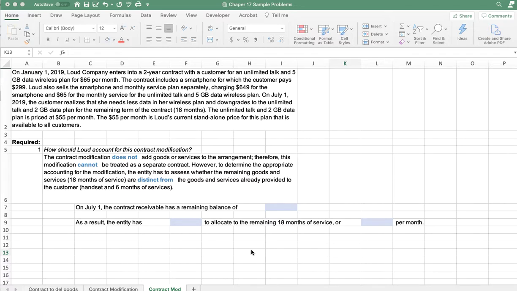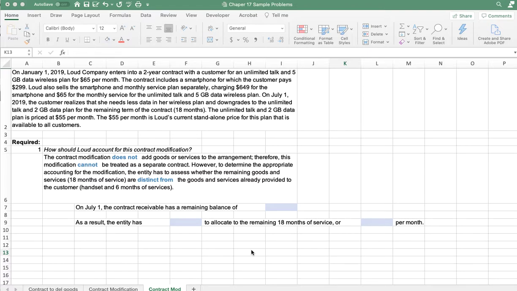On July 1st, 2019, the customer realizes that she needs less data in her wireless plan and downgrades to unlimited talk and 2 gig data plan for the remaining term of the contract, which is 18 months. The unlimited talk and the 2 gig data plan is priced at $55 per month. The $55 per month is Loud's current standalone price for this plan that is available to all customers. So the first part is asking, how should Loud account for this contract modification?